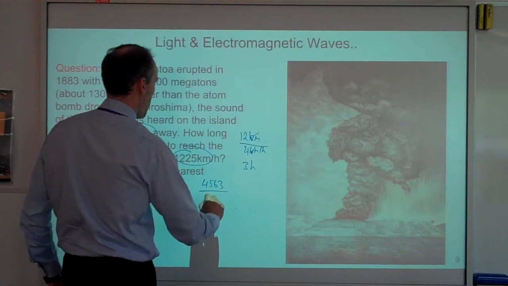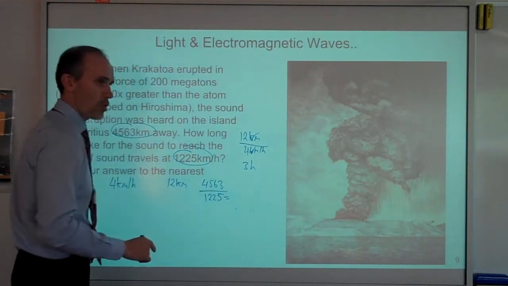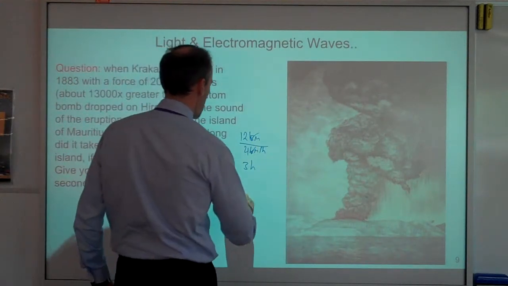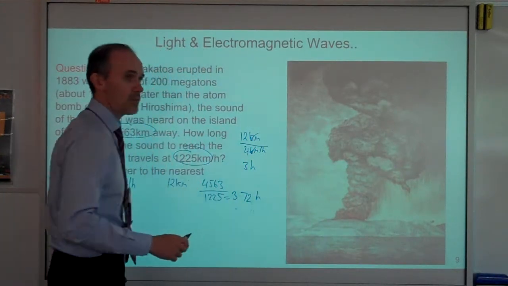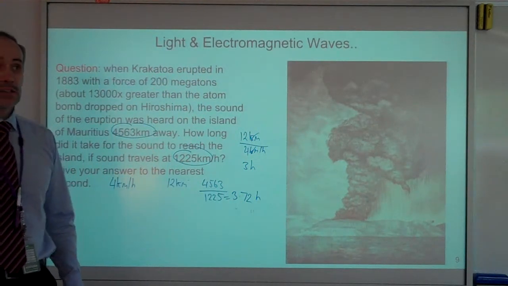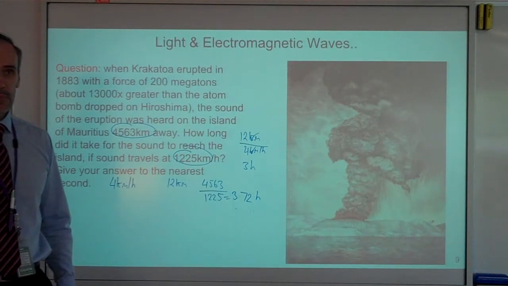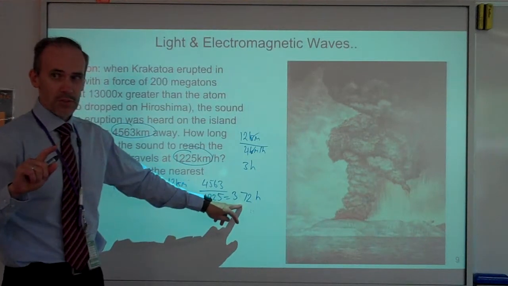4,563 divided by 1,225 equals, what's it in decimals? 3.72489. Hang on, stop, 3.72. Now that's 3.72 hours. Stop, watch carefully. Now, we can't use decimals.